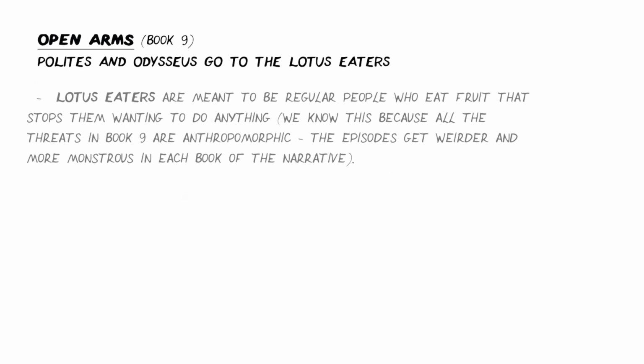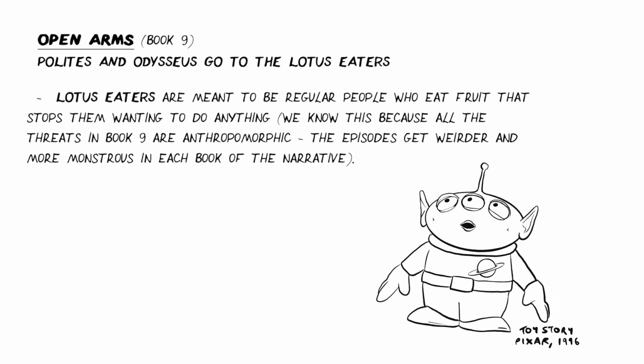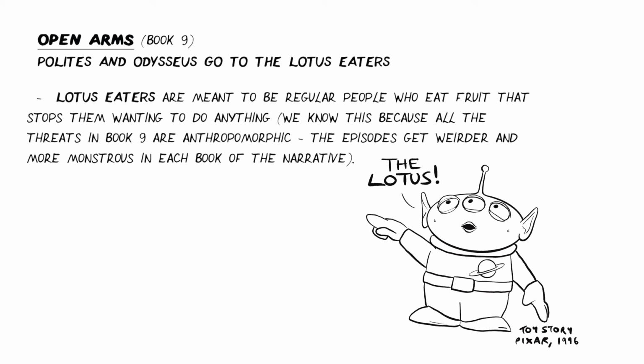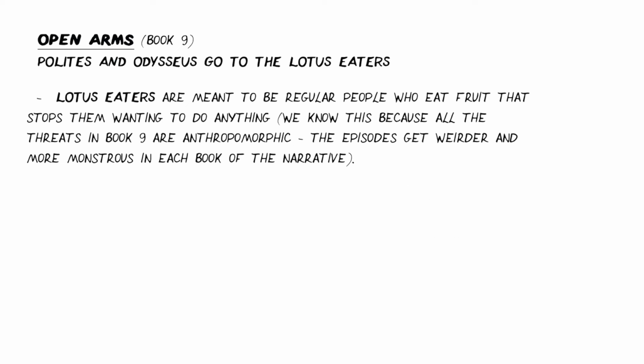Then, going on to the actual Lotus Eaters, I kind of love how they are here. They're these cute little voices, kind of like the tiny squishy aliens in Toy Story. So this isn't entirely correct because they're meant to be regular people who eat fruit that stops them wanting to do anything. We know this because all the threats in Book 9 are anthropomorphic, right? They're all human-shaped. The Cocones are literally humans.